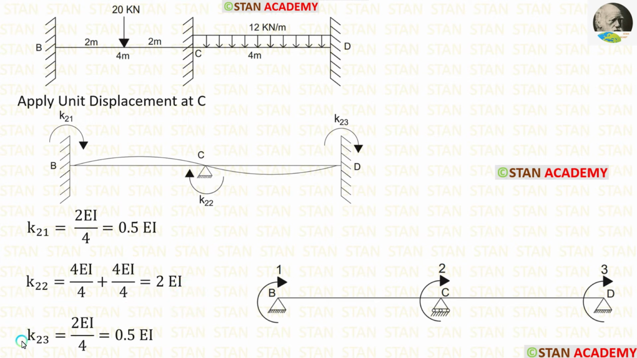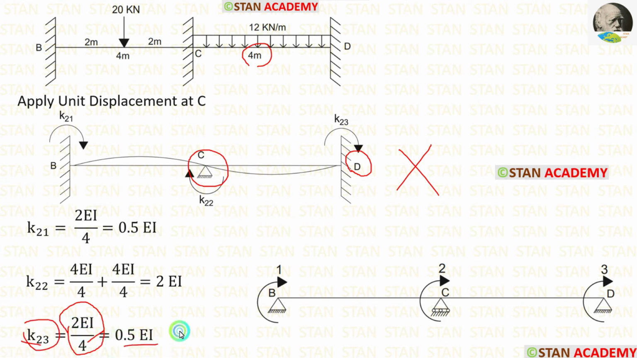Now let us calculate K23. For that, from the point D, we have to look on both the sides. On the right side, there is nothing. On the left side, there is a hinged support. If the far end is hinged, the formula for stiffness is 2EI upon L. Length of CD is 4. Let us apply that. Finally, for K23, we are getting 0.5 EI.